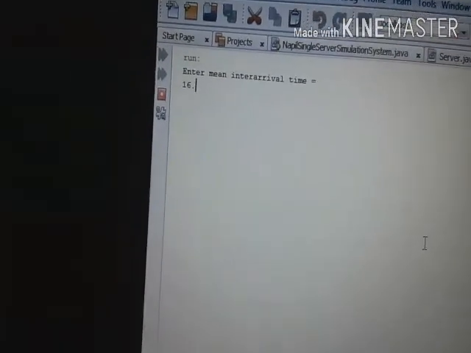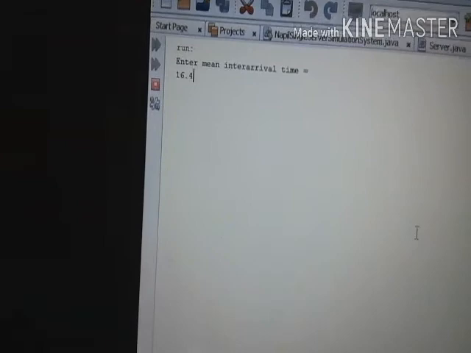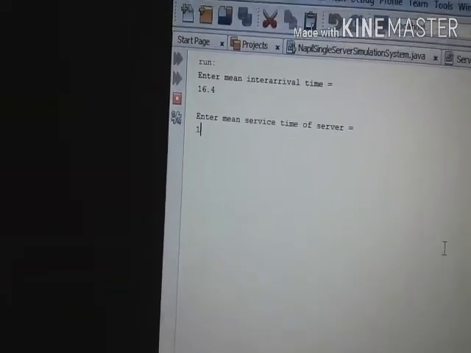So let's simulate 60 minutes, which is equivalent to 1 hour.